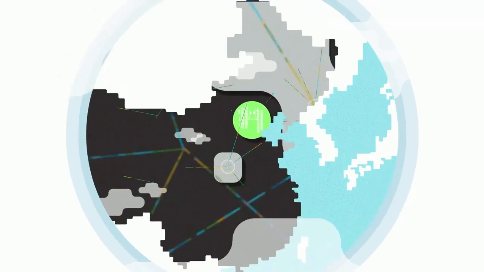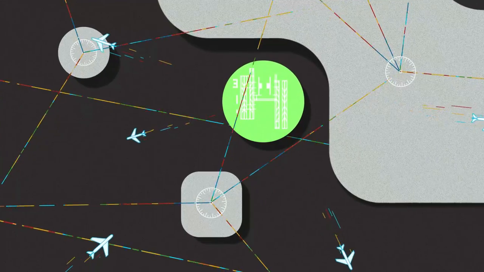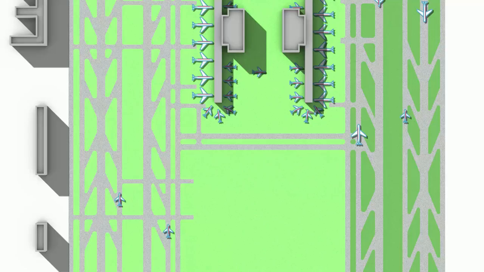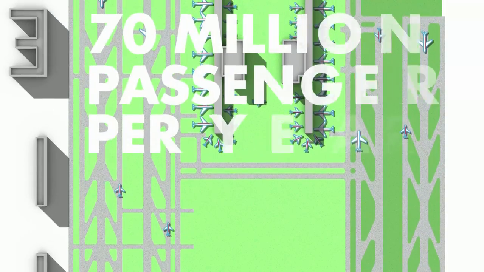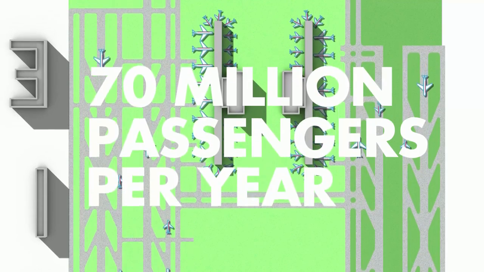China's airports, on the other hand, can handle much more traffic because of the country's infrastructure investments. Shanghai alone handles 70 million passengers a year, and Beijing even more.